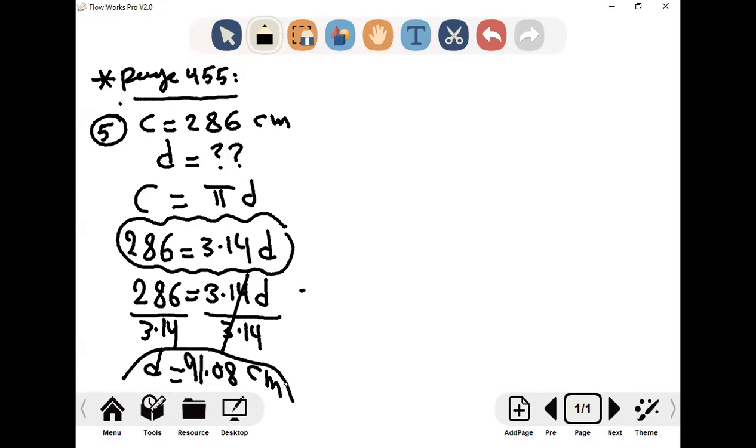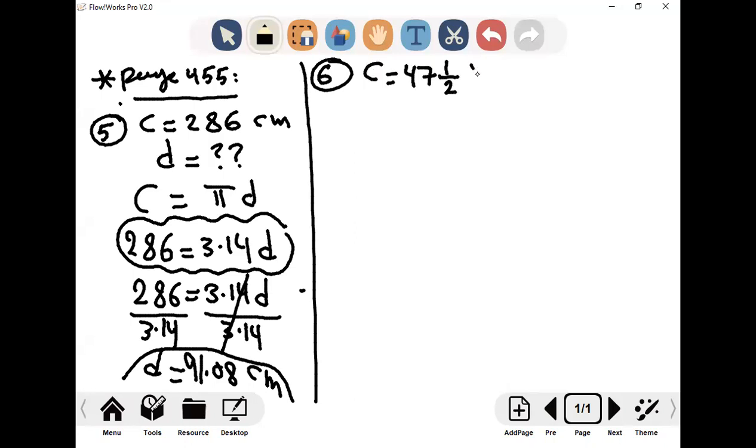This is question 5. Question 6. A helicopter pad has a circumference of 47 and 1/2 yards. So the C is given also. How much? 47 and a half what? Yards, right? So the C is given. Find the approximate diameter. They want from us to find the diameter.